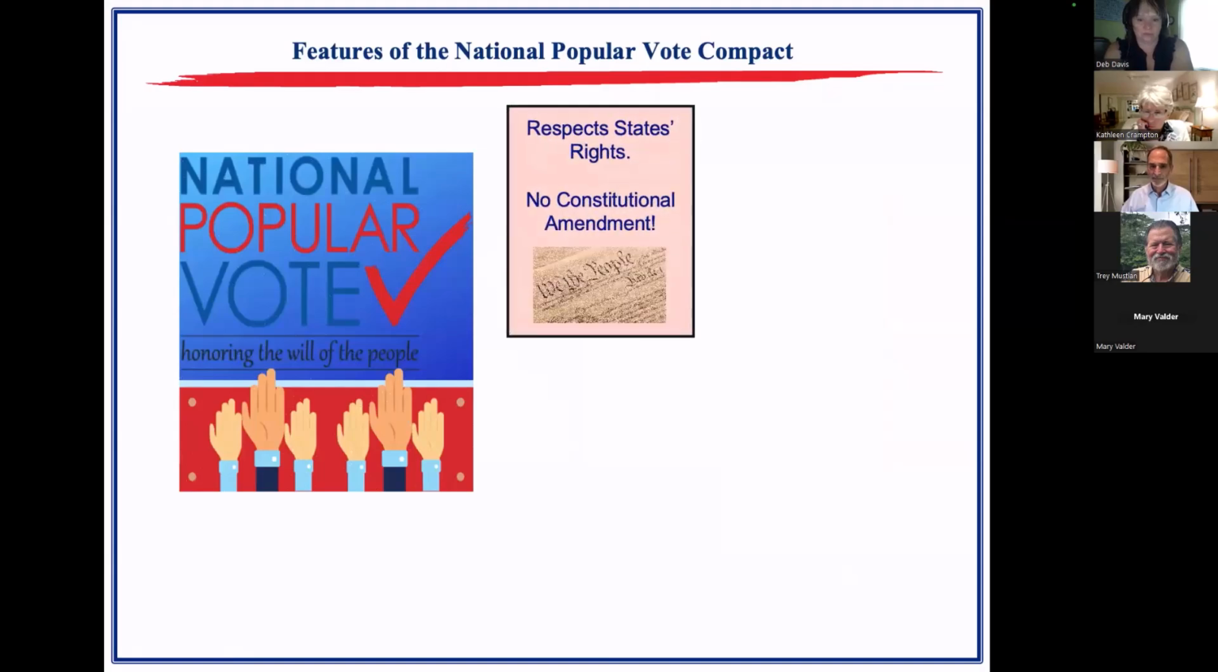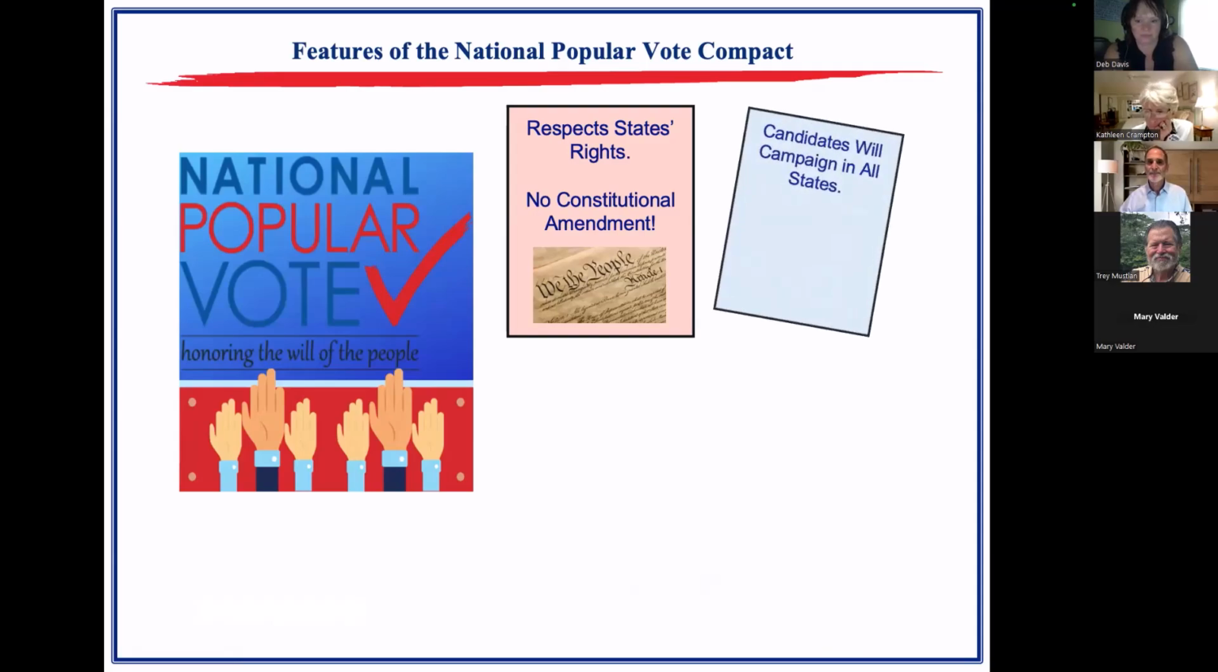Let me show you some of the features of the National Popular Vote Interstate Compact. The first is it respects states' rights. No constitutional amendment is required. It simply asks the states to do what's permitted in the Constitution, and that is change their system of how they award their electors. Award all of their states' electors to the candidate that wins the most votes across the country.